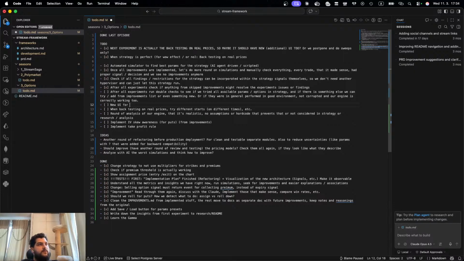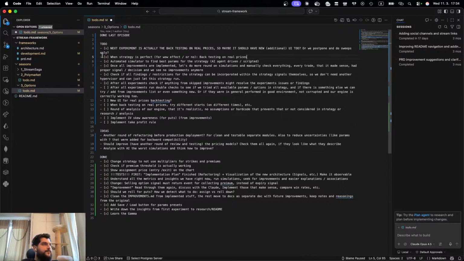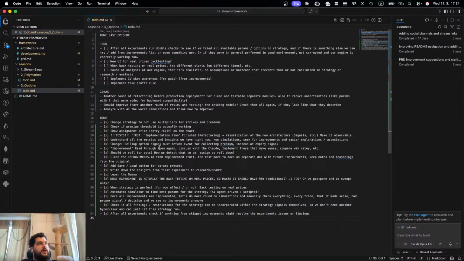New UI for real prices backtesting. So we've done many things already. I'm just gonna move them below. And here we have the last check: we just check in general the whole setup we have here, if there are any flaws, any assumptions, anything that could have gone wrong during the development, because you know it evolved a lot. And so we are not going to be doing this.